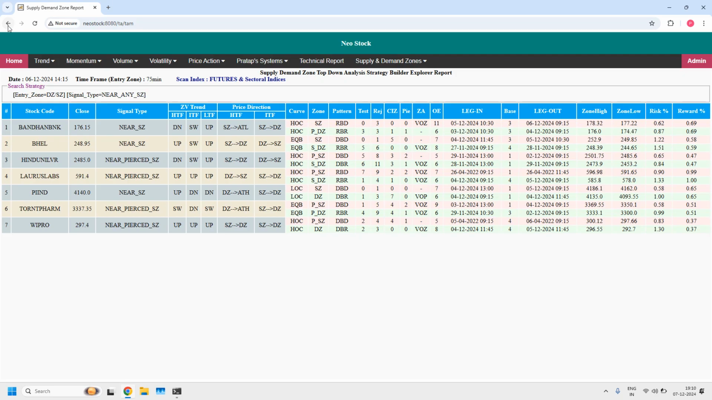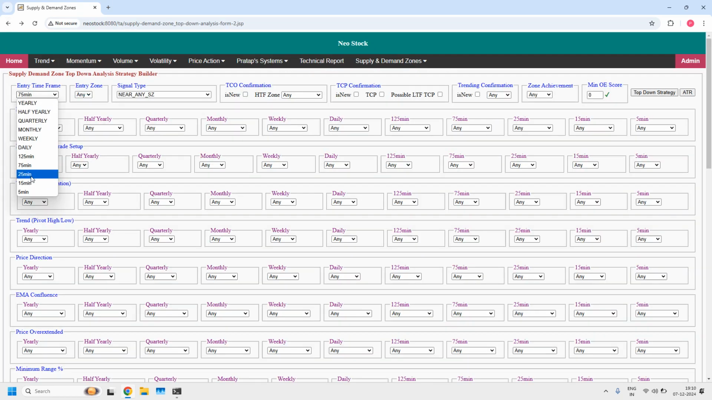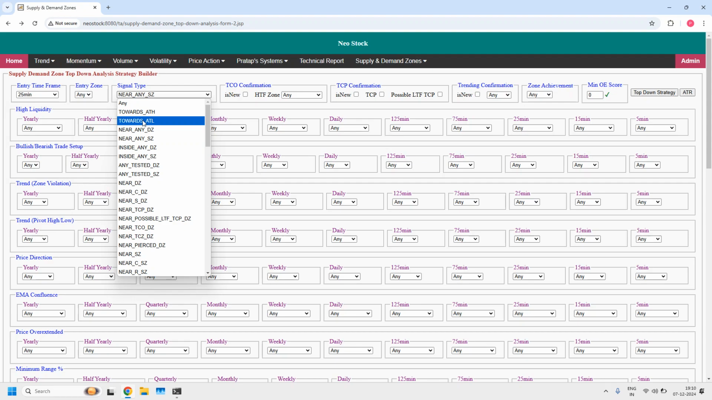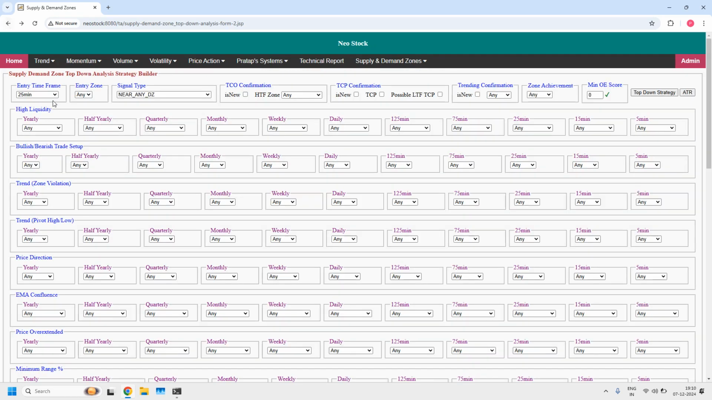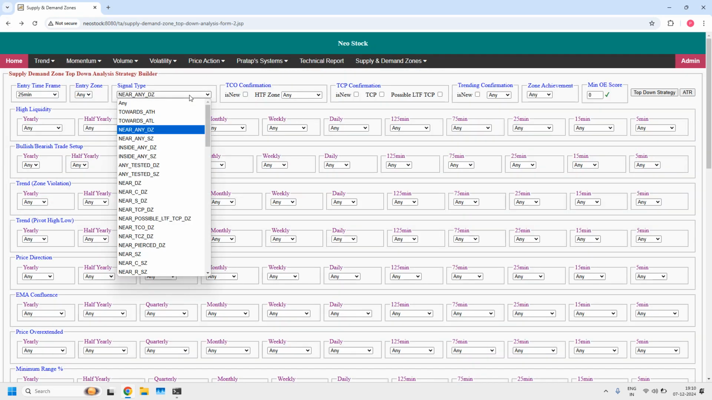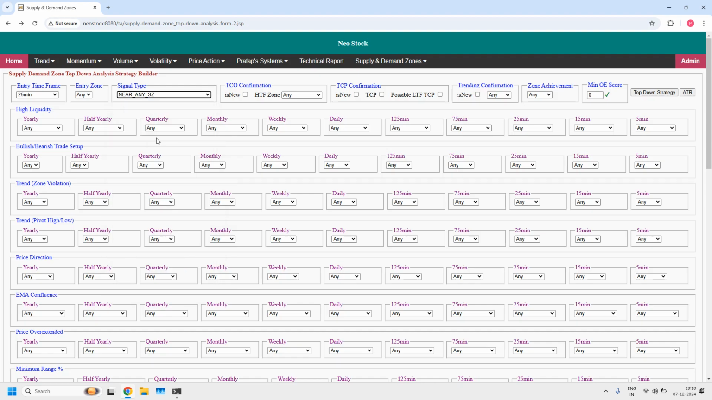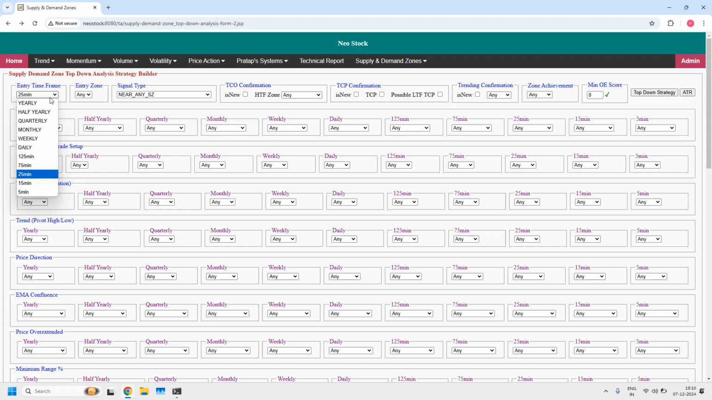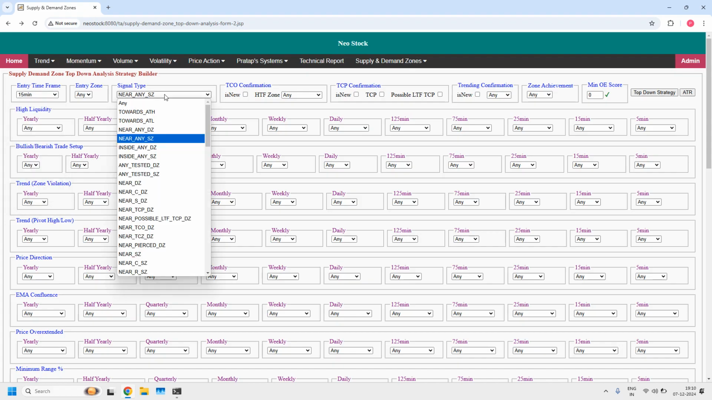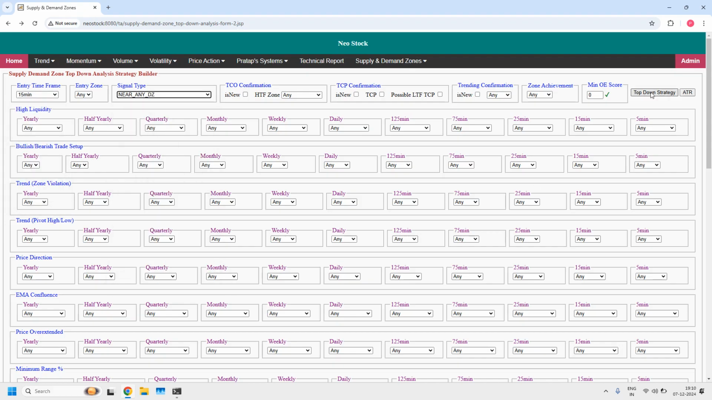Okay. Next time frame is 25 minutes. Stocks near 25 minutes demand zone. We got 7 stocks. Next 25 minutes time frame. Stocks near 25 minutes supply zone. We got 1 stock. Okay, next time frame is 15 minutes. Stocks near 15 minutes demand zone.